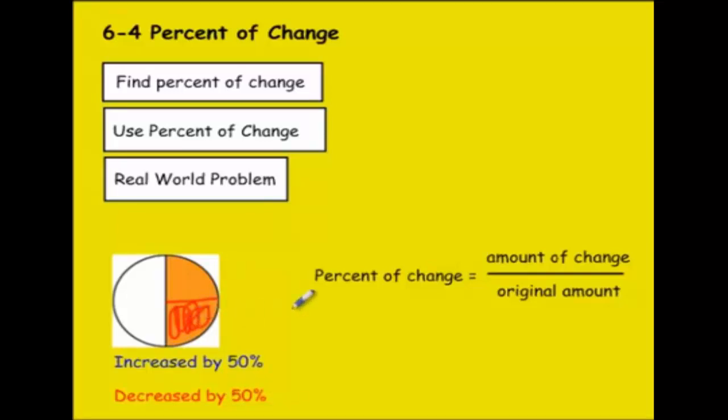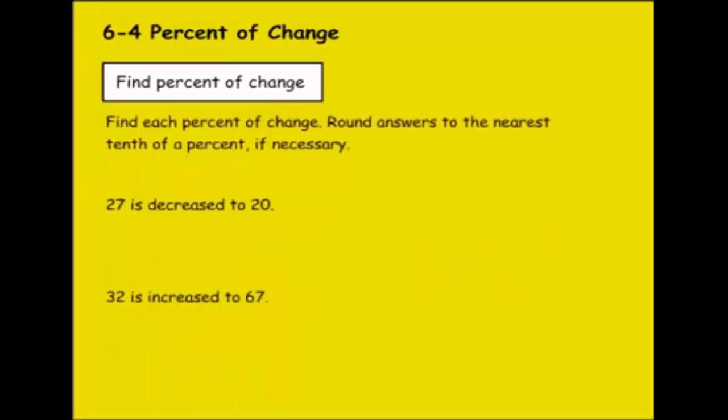There is a formula to solve these things. There's the percent of change, and that equals the amount of change divided by the original amount. And we're going to be using that formula to solve these problems. It says find each percent of change, round answers to the nearest tenth of a percent if necessary.